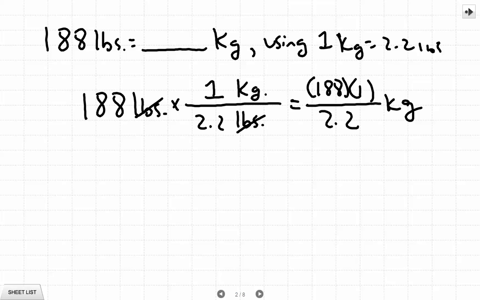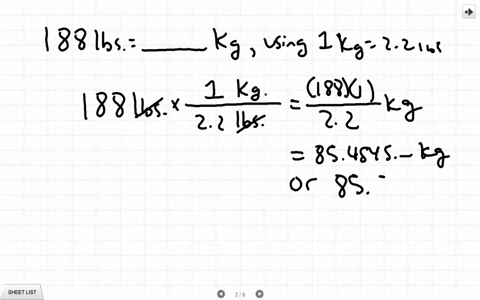So that is just 188 divided by 2.2, which comes out to be about 85.4545 kilograms, which we can round to 1 decimal place as 85.5 kilograms. So changing from pounds to kilograms means using the conversion ratio that puts pounds in the denominator and kilograms in the numerator. So let's try it if we have kilograms and we want to go to pounds.